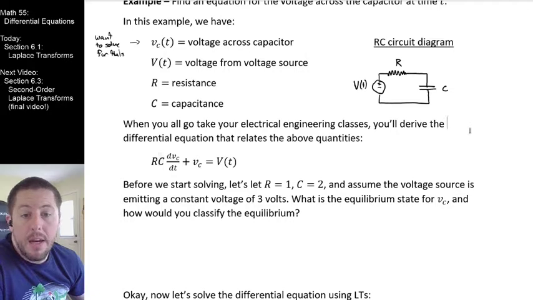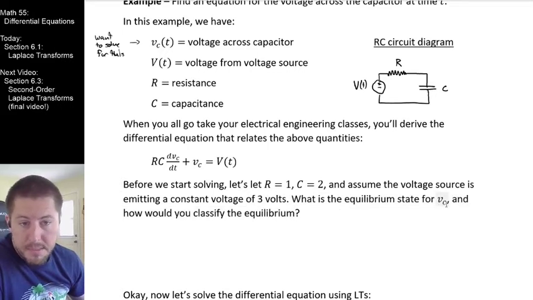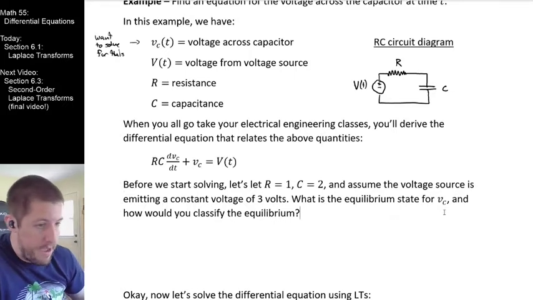All right. And let's assume that the voltage source that's being emitted from the battery is constant, which is hopefully going to be the case for any good battery, and it's going to be putting out 3 volts here. What is the equilibrium state then for the voltage across the capacitor, and how would you classify it?